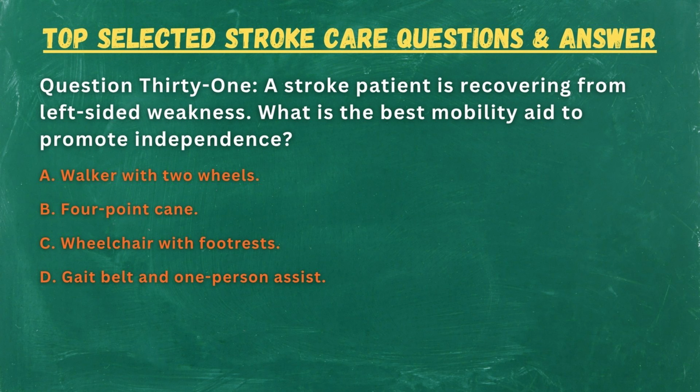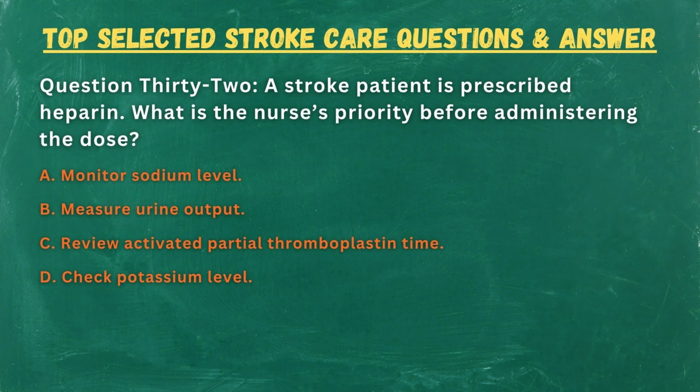Question 31. A stroke patient is recovering from left-sided weakness. What is the best mobility aid to promote independence? A. Walker with 2 wheels. B. 4-point cane. C. Wheelchair with footrests. D. Gait belt and 1-person assist. Answer: B. 4-point cane.